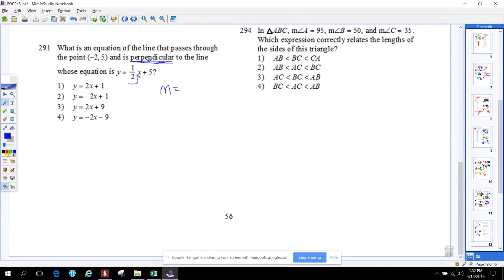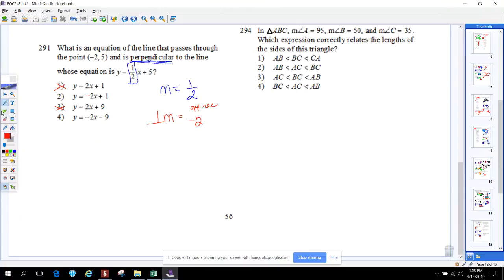Well, we know our regular slope, they were nice enough to give it into y equals mx plus b form. So our regular slope is 1/2. Because it says perpendicular, we need to know our perpendicular slope, and we know our perpendicular is the opposite reciprocal. So that means it's got to be -2. So right away, we'll eliminate choice 3 and choice 1.